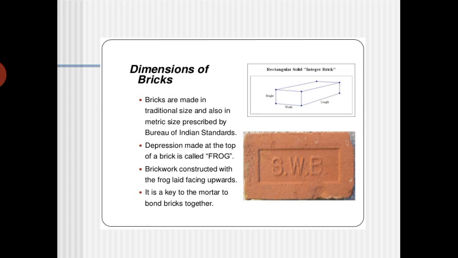So the depression made at the top of the bricks is also called the frog. Whatever that portion is, we can call it a frog. Brickwork is constructed with the frog facing upwards. Normally, whatever the frog is, it is placed facing upwards. It is a key for the mortar to bond the bricks together. Normally, this is very important.